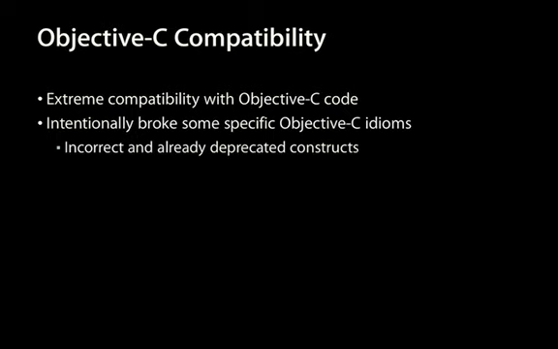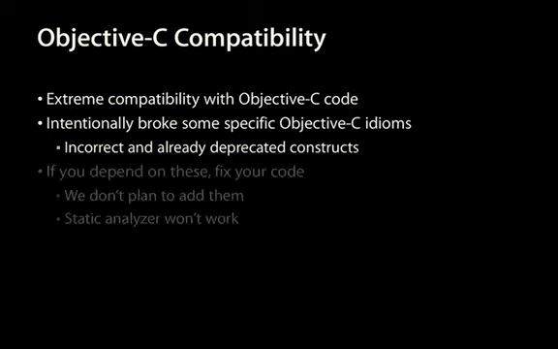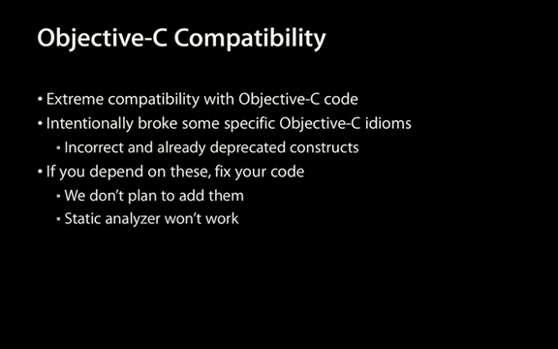Objective-C is very similar. We also want to be extremely compatible with Objective-C. The only difference here is that there are a few things we intentionally decided to remove from Clang. These are things that are either wildly incorrect, which we discovered in a new implementation of the language, or things that were already deprecated in GCC. I'll give you an example of these, and I hope you agree they're pretty gross. If you depend on these, you're going to get an error message out of Clang saying this is invalid and we don't plan to add it. If you use these, you should fix your code.